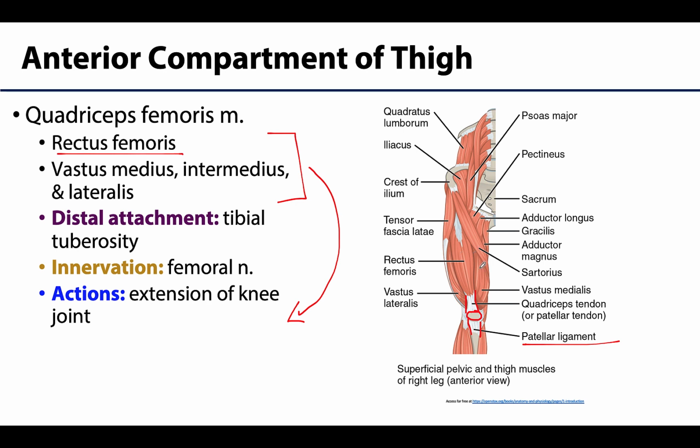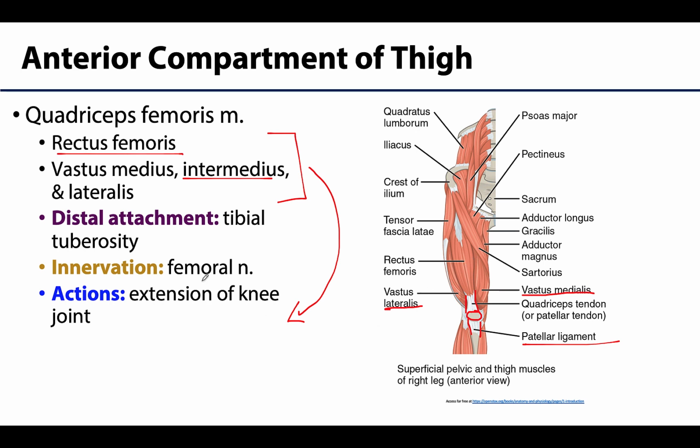The other muscles tell you exactly where they are located. The vastus medialis will be medial, the vastus lateralis will be lateral, and the vastus intermedius is typically deep to the rectus femoris. So that will be that fourth head. You'd have to reflect the rectus femoris to see a better view of that.